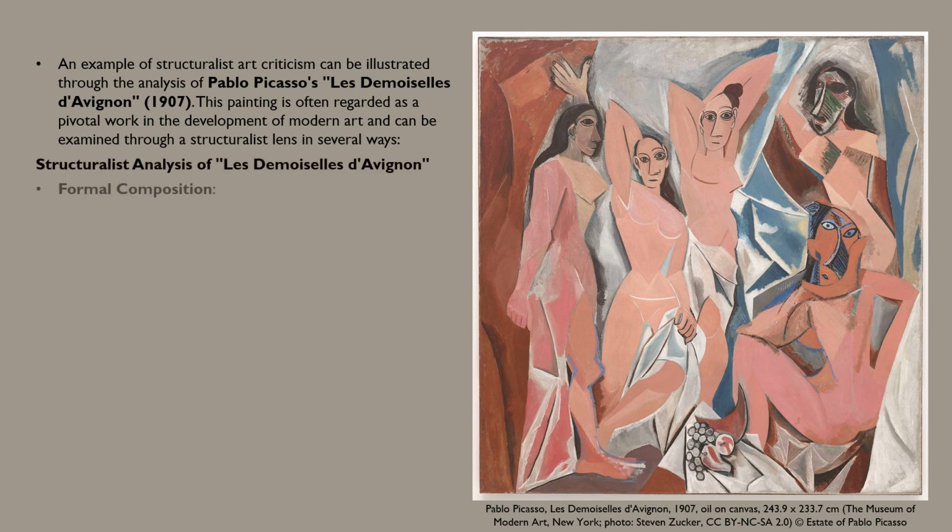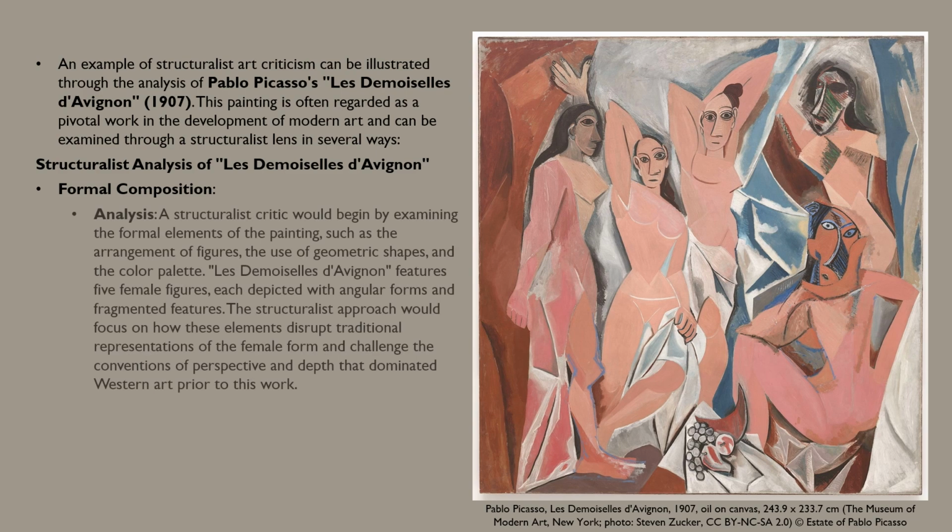So, the formal composition. It's always good to start with a formal analysis, even if you're going to go on to something different, like this being outside the canvas. Mostly, we still need to know what's on the canvas, right? So a structuralist critic would begin by examining the formal elements of the painting, such as the arrangement of figures, the use of geometric shapes, and the color palette.